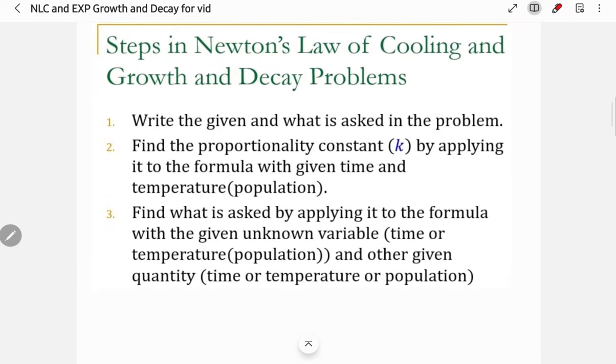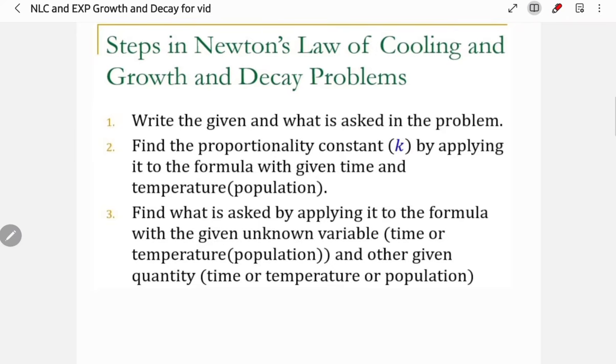So how to solve Newton's law of cooling problems? So first, you write the given and what is asked in the problem. Next, you find the proportionality constant by applying it to the formula with given time and temperature. Last is to find what is asked by applying it to the formula with a given unknown variable, time or temperature, and other given quantity, time or temperature or population. So first, write the given and what is asked. Next, find the proportionality constant k. Then, find what is asked.